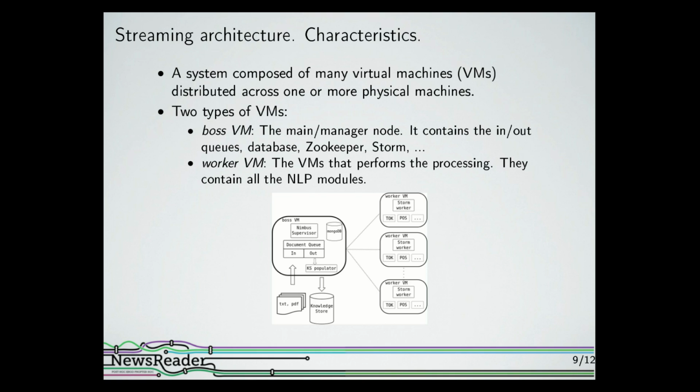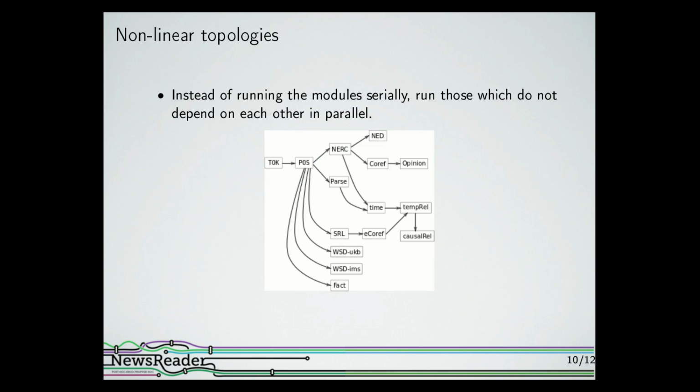When resources are available, the processing of the documents starts. We have a pipeline which comprises many stages, and a document has to pass through all these stages to be completely analyzed. Because there are many worker nodes, we can run the NLP modules in parallel, provided that there are no dependencies among them. This slide shows the different modules of the pipeline and the execution flow when executed in parallel.